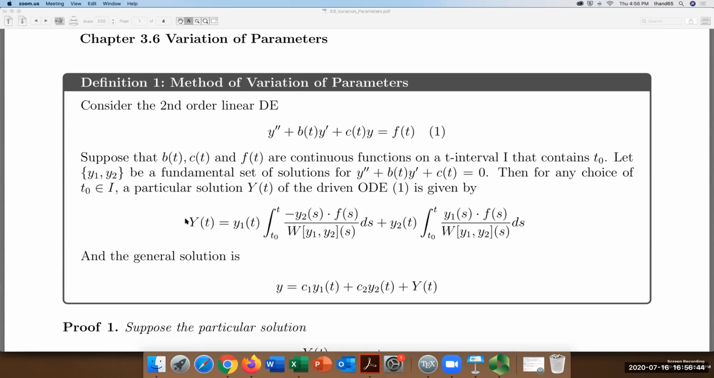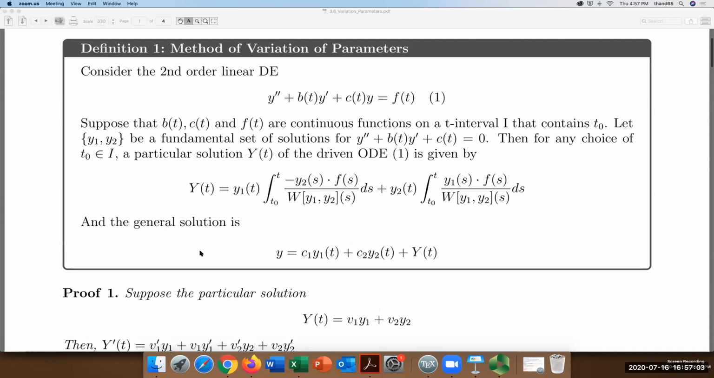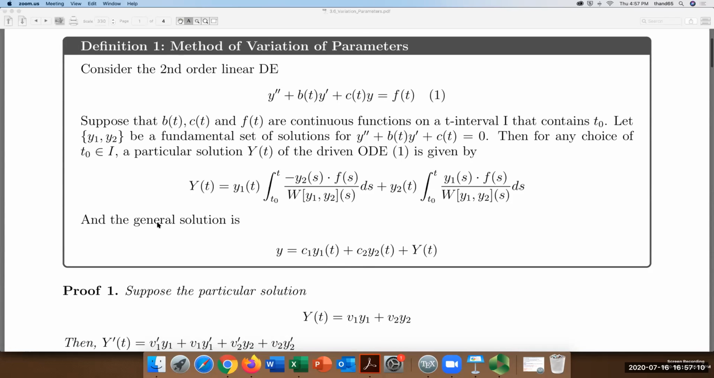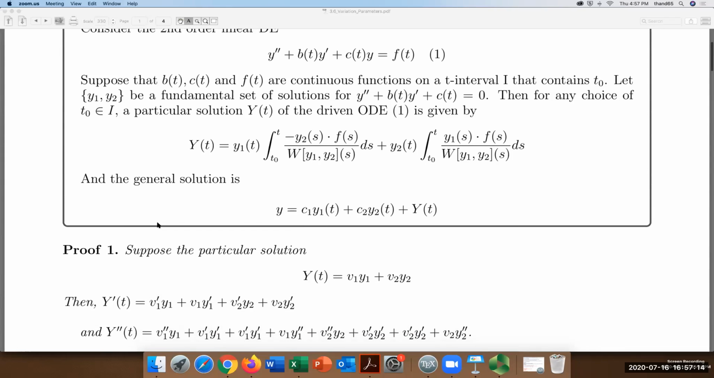And so once you find this particular solution, you can find the general solution to this differential equation: the function y equals c1 y1 plus c2 y2, which is the solution to the homogeneous part, plus this particular solution, big Y of t. All right. And you might be wondering, how could we derive this formula? Let's go through a proof.